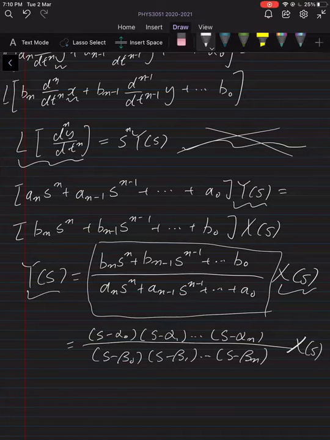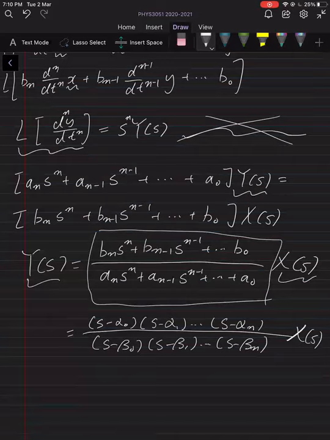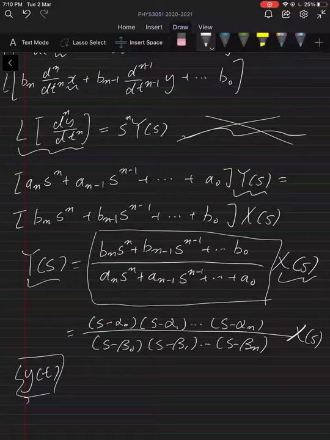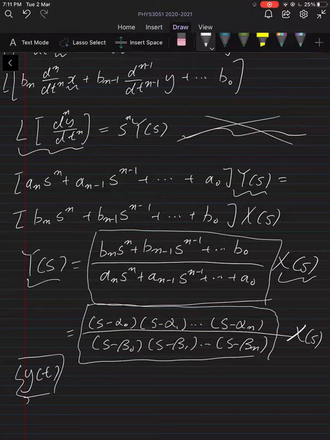Right, so what I want to show here is, before you solve for the exact solution of y of t, you can already observe from the fraction here what the property of y of t would be.